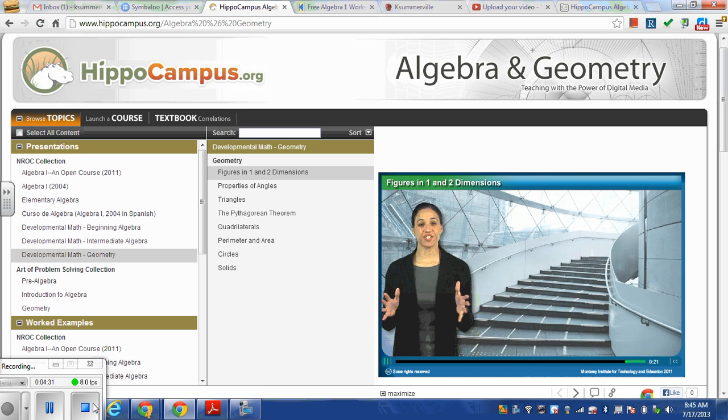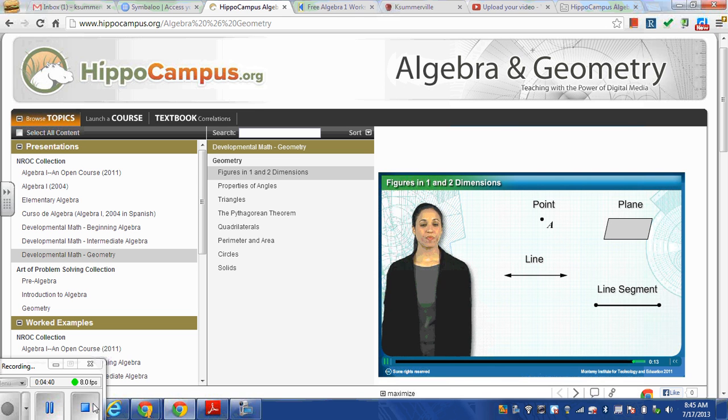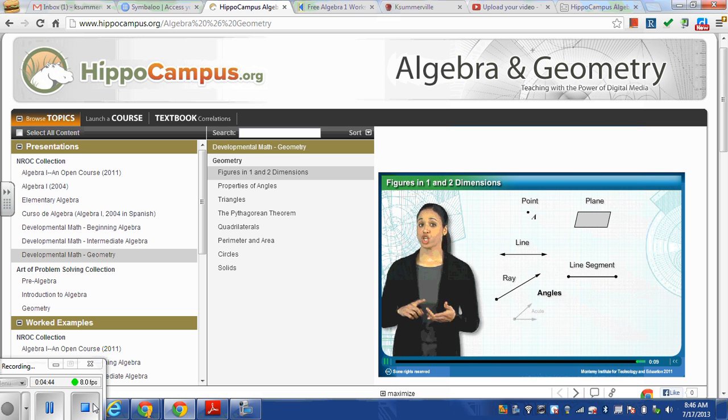The world is full of geometric shapes and figures. Basic geometric figures include the point, the plane, the line segment, the ray, and angles. Angles can be acute, right, obtuse, or straight. Angles can be measured with a protractor.